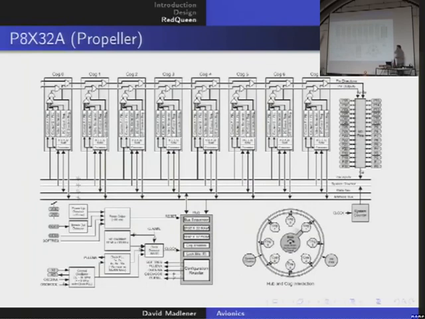So this is the schematic of the propeller, for all of you that don't know this great chip. It's, in a sense, a redundant system. That's why I was very interested in using it. It consists of 8 absolutely identical units called cogs, and they are connected to a so-called hub. So you have cog 0, 1, 2, 3, and so on.